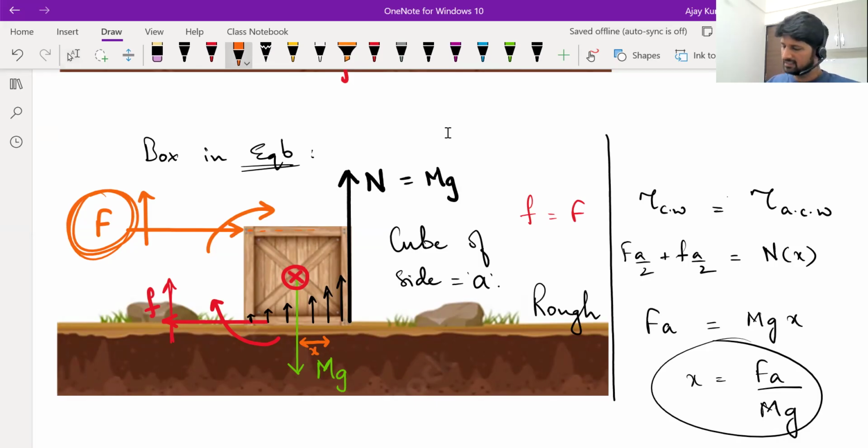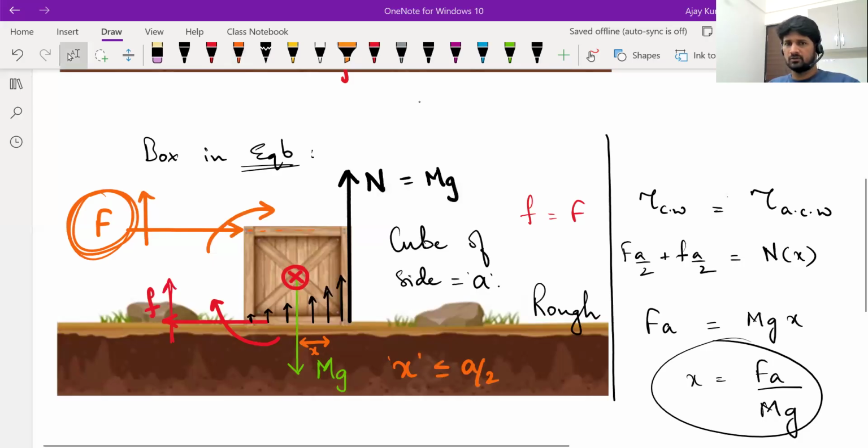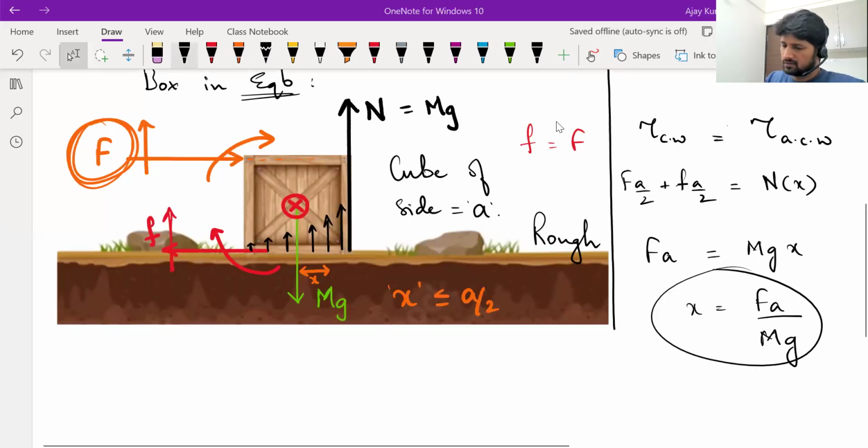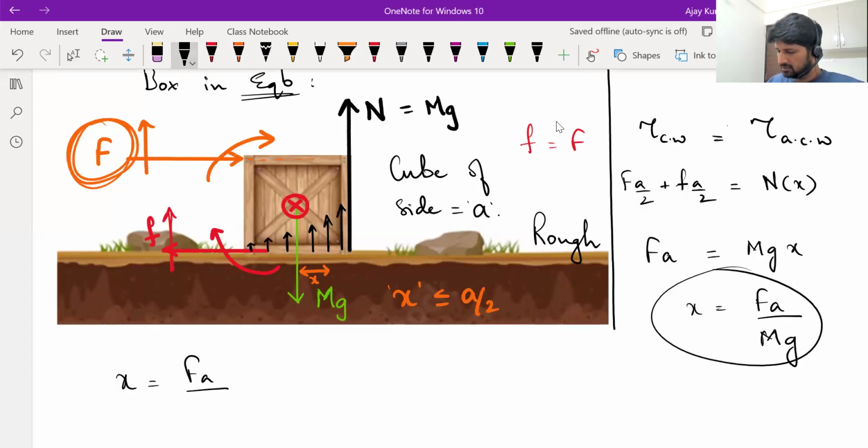Means in this particular example, x, the distance by which normal force shifts, should be less than or equal to a by 2, because normal cannot afford to act at a point beyond that. Now here, for the box to be in equilibrium, we got x is equal to Fa by mg, and we see that x should be less than or equal to a by 2. Now cancel a. That means the force you apply should be less than or equal to mg by 2.